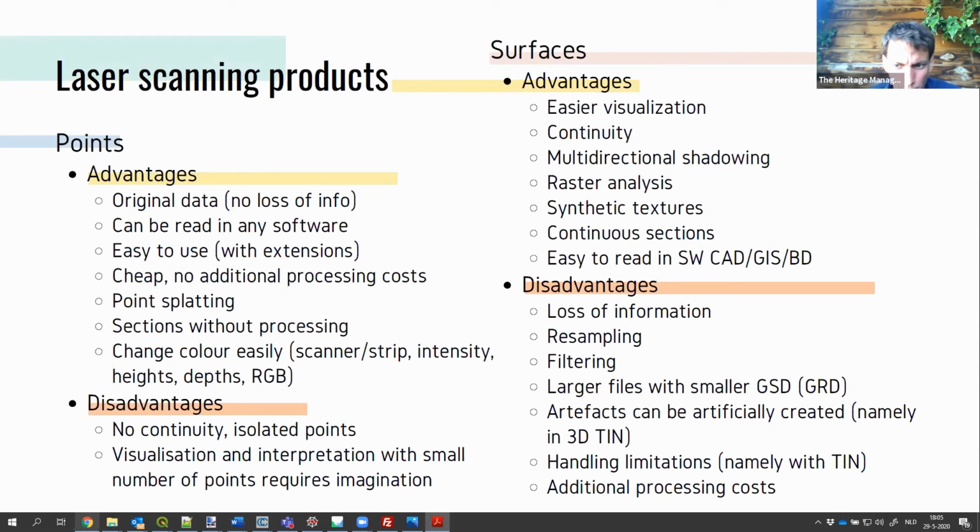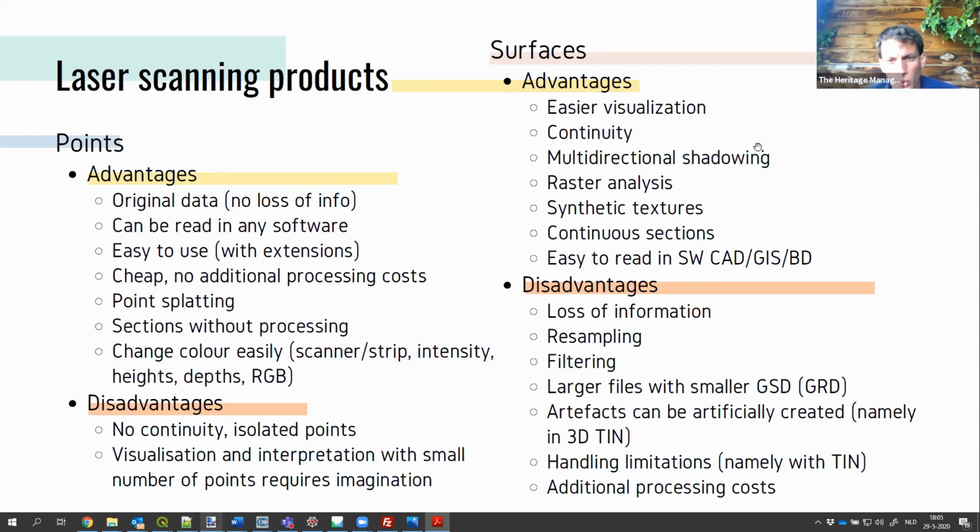Yeah, and this is a lot of text just to summarize everything that I just said. So the advantage of points, we won't lose any information. We have our raw data. We can use point splatting or point volumes, point radii to increase the readability. But it's still very difficult to extract information out of these point clouds, to interpret these data.